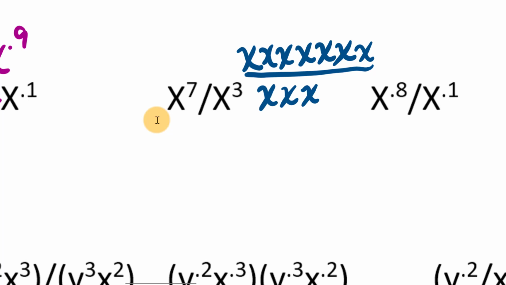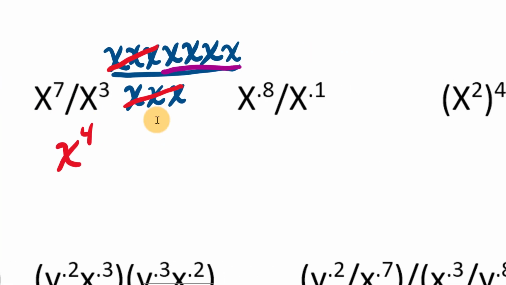When we're done, we're going to be left with x to the 4th, because you can think about canceling those 3 x's with those 3 x's, and we're left with x to the 4th, x times x times x times x. All right, what's the rule going to be if we have these decimal exponents or some kind of fractional exponents? It's exactly the same rule. Subtract the exponents. So here we're going to have 0.8 minus 0.1 equals 0.7, x to the 0.7. And we're going to be dealing with fractional exponents a lot in this class. That's why we're practicing with them a lot today.